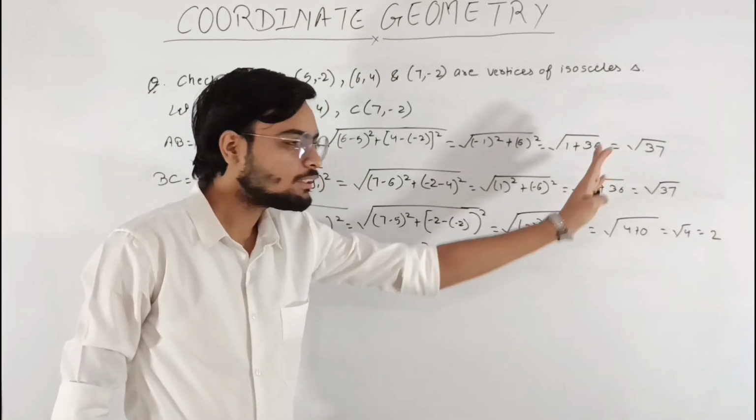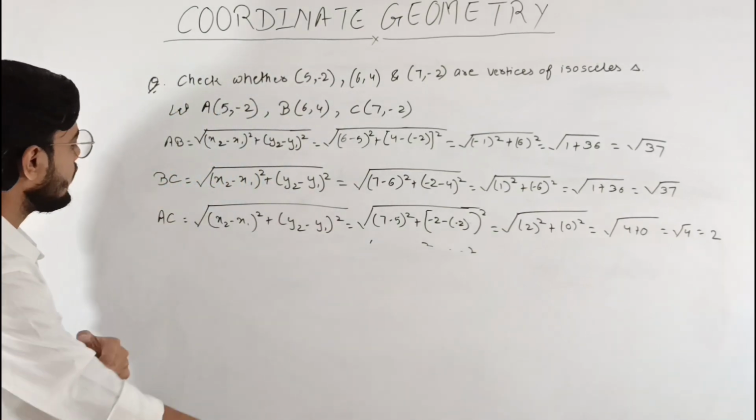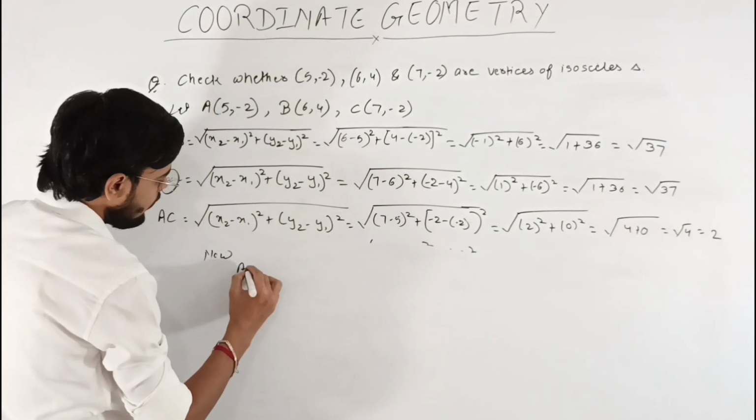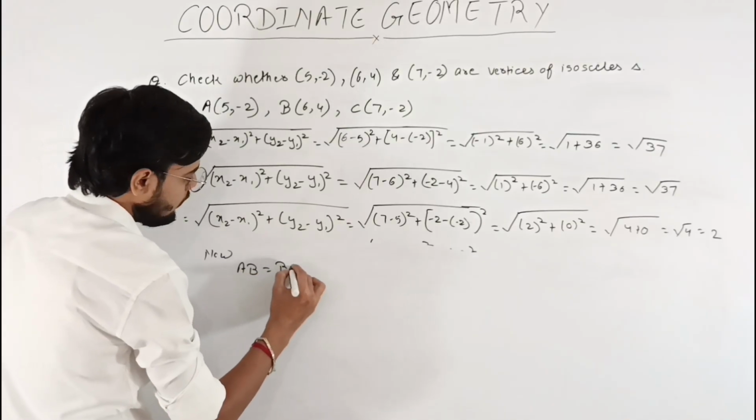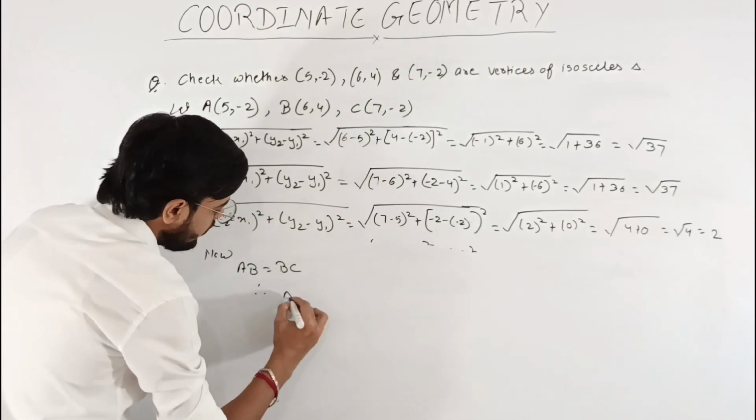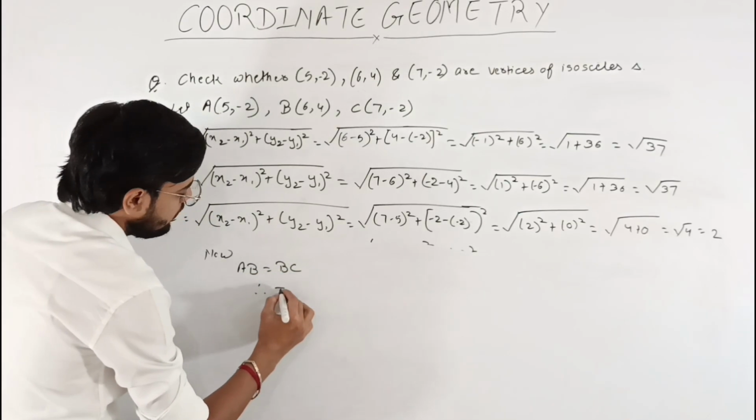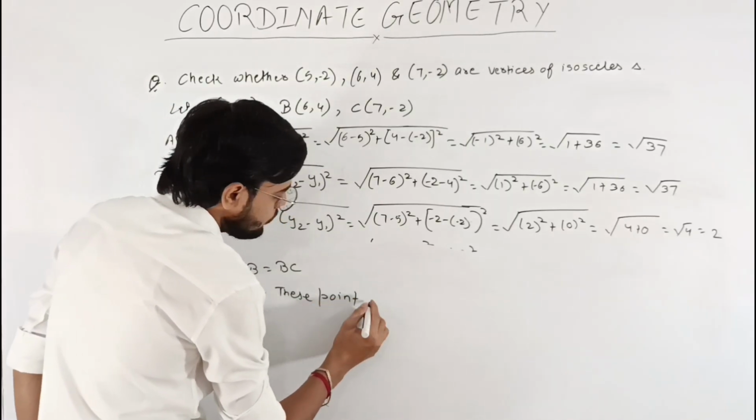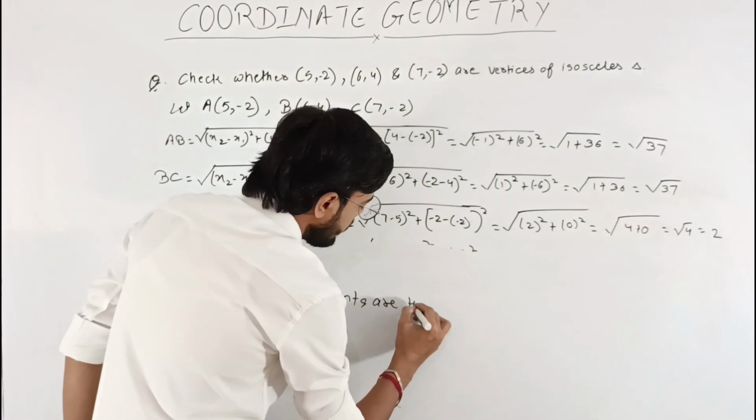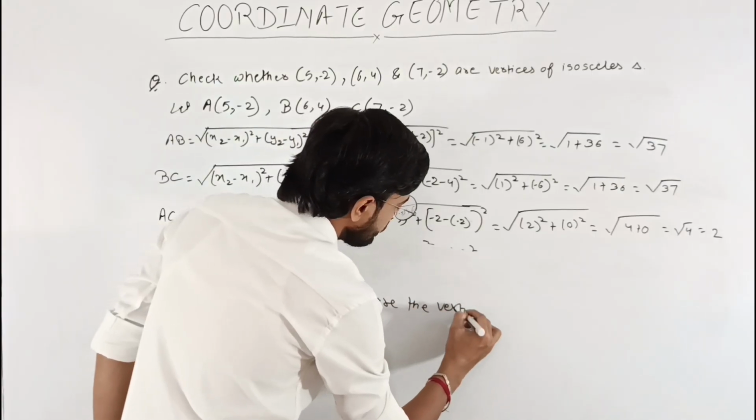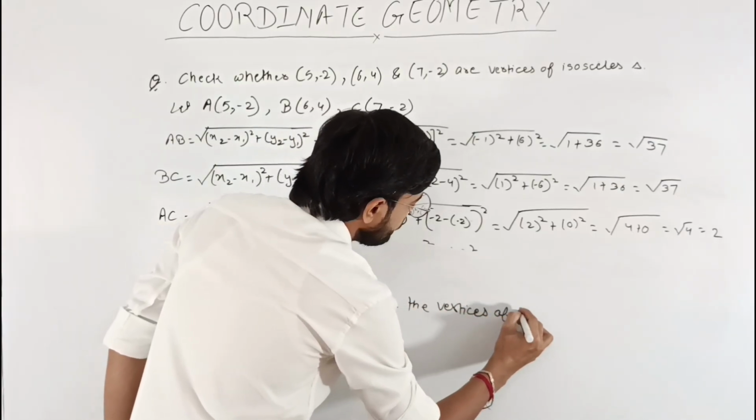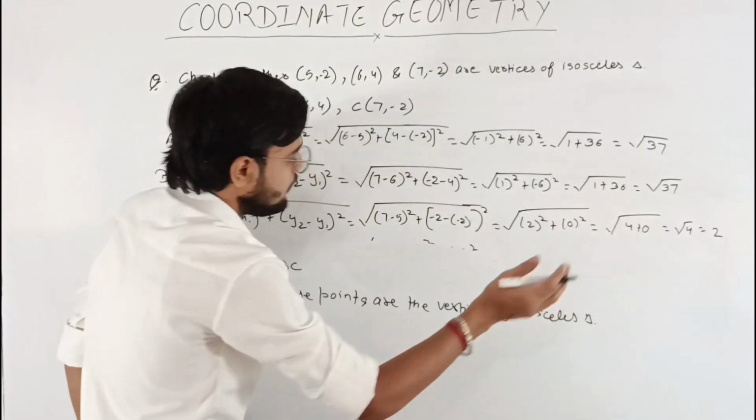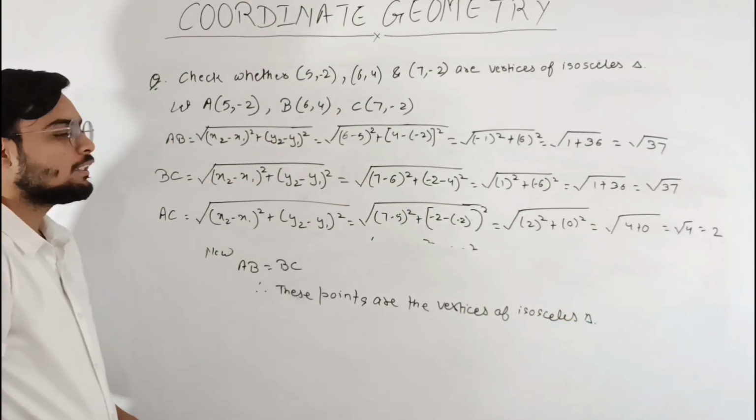When two sides are equal, then this is an isosceles triangle, and in this case AB and AC are equal. So now write it here. AB is equal to BC. So therefore these points are the vertices of an isosceles triangle. Understood? Let's see one more time.